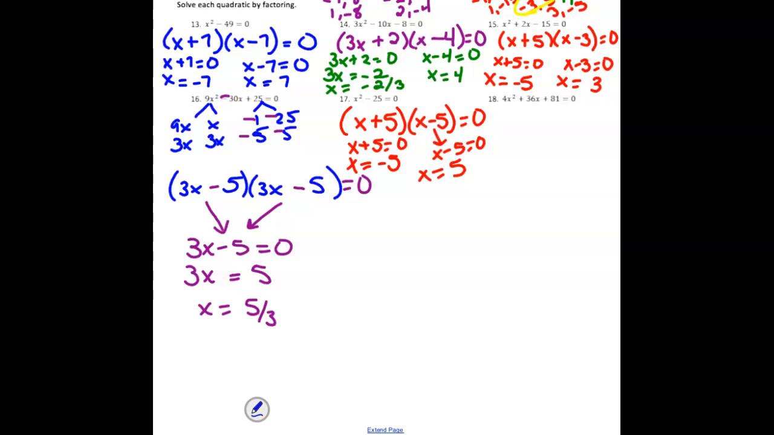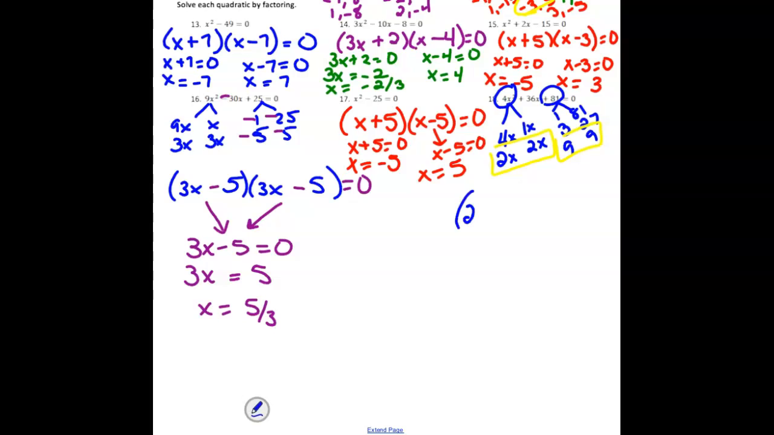Our last one, we have 4x squared plus 36x plus 81. Again, 4x squared, we could split that into 4 and 1 or 2 and 2. 81, we have lots of combinations. 1 and 81, 3 and 27, 9 and 9. And since both the 4 and the 81 are perfect squares, let's try to see if we can get it to work with the ones that match.